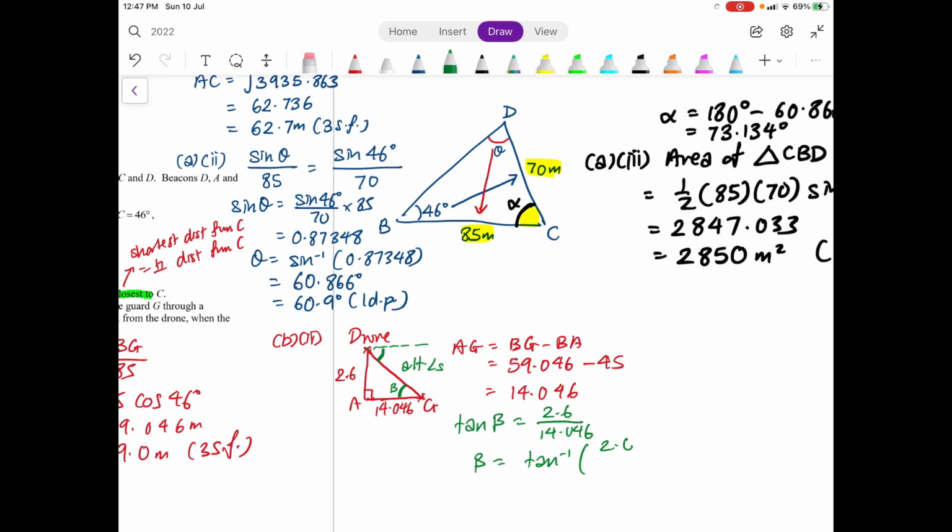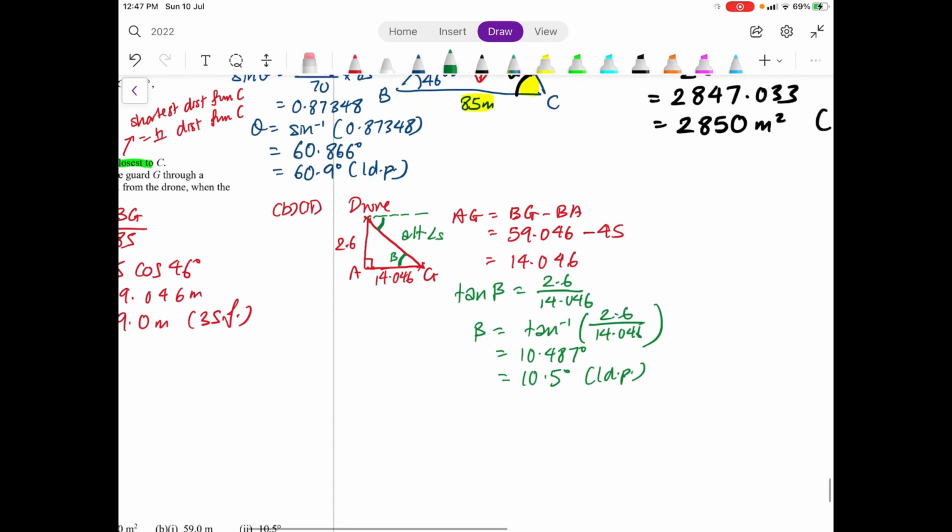Beta equals tangent inverse 2.6 over 14.046, which is 10.487. 10.5 degrees, 1 dp. That's not the end.